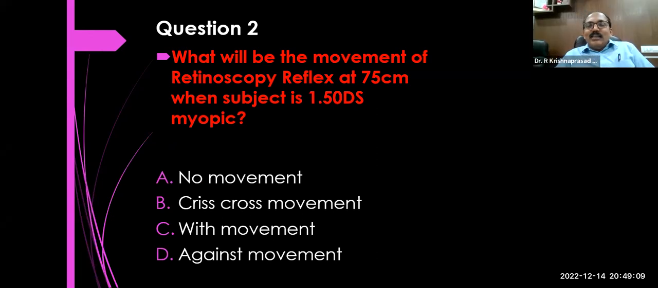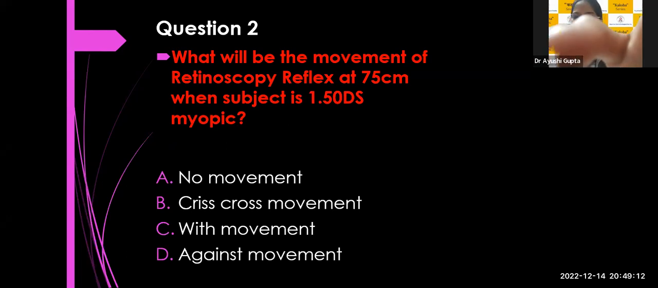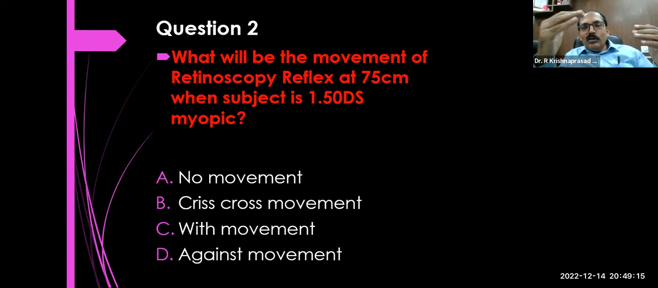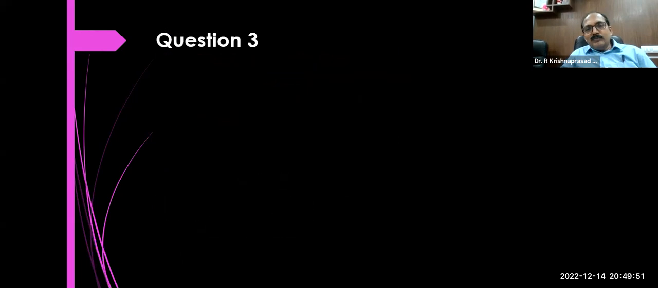See, let me just tell you. At 66 centimeters, for a patient who is myopic by 1.5, there will be no movement, right? So at 1 meter, since the patient is myopic by 1.5 and your myopia at 1 will be 1 diopter, there will still be against movement. That means at 66, the movement stops. At 1 meter, it is still against movement. 75 is in between the two, so it will be an against movement. This is a little tricky, both mathematics and optics put together.